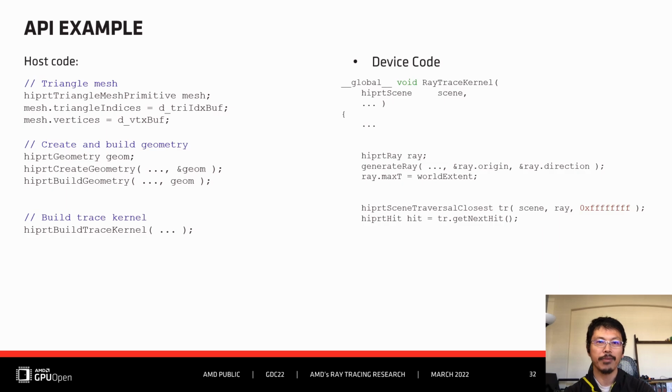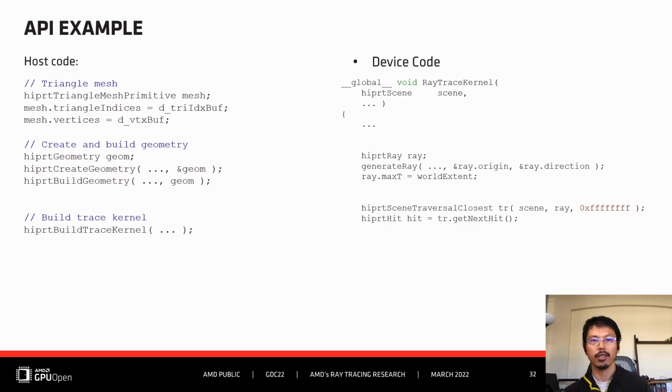Let's look at the API example. On the left, you can find the host code APIs. For a single triangle mesh, you make a triangle mesh primitive by providing buffers, so we can read these in HipRT. Then we create the HipRT geometry, written in the middle. The input is a triangle mesh primitive we just created. And then after that, you can pass the HipRT geometry to your kernel. That's all you need to do on the host side.